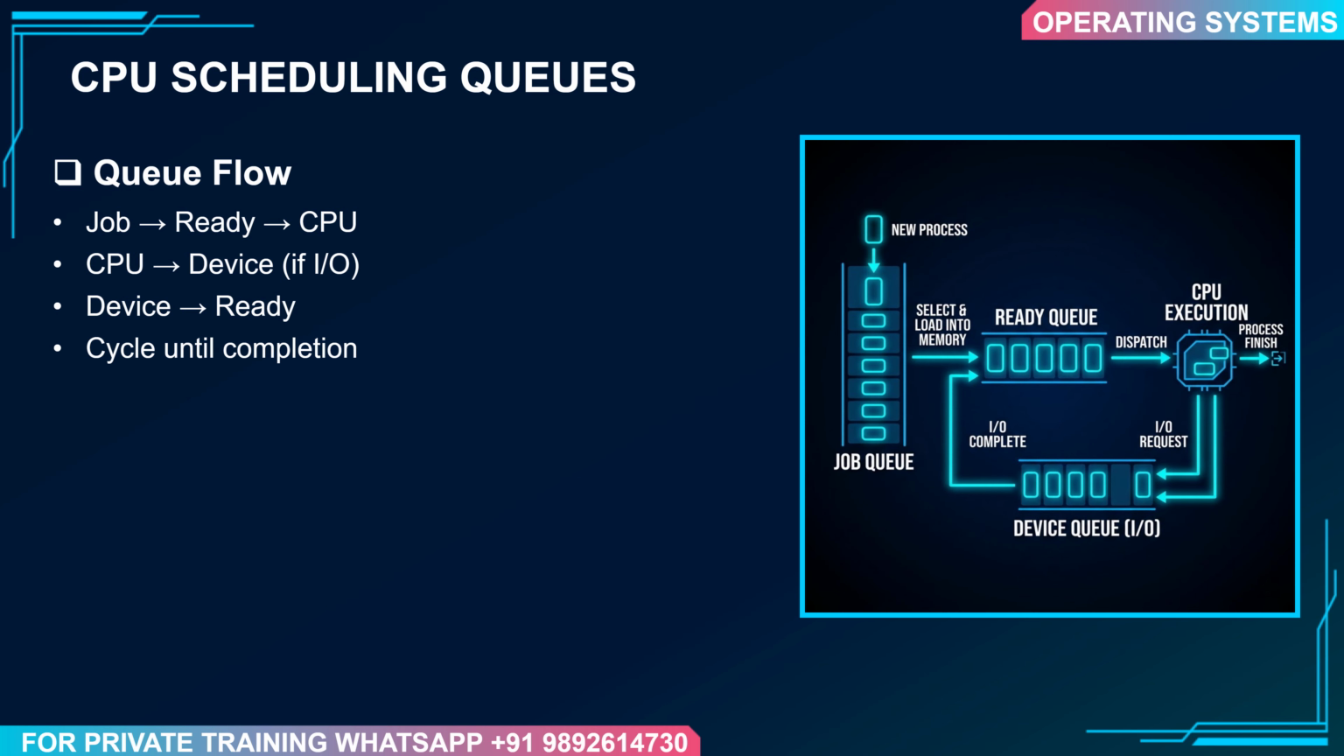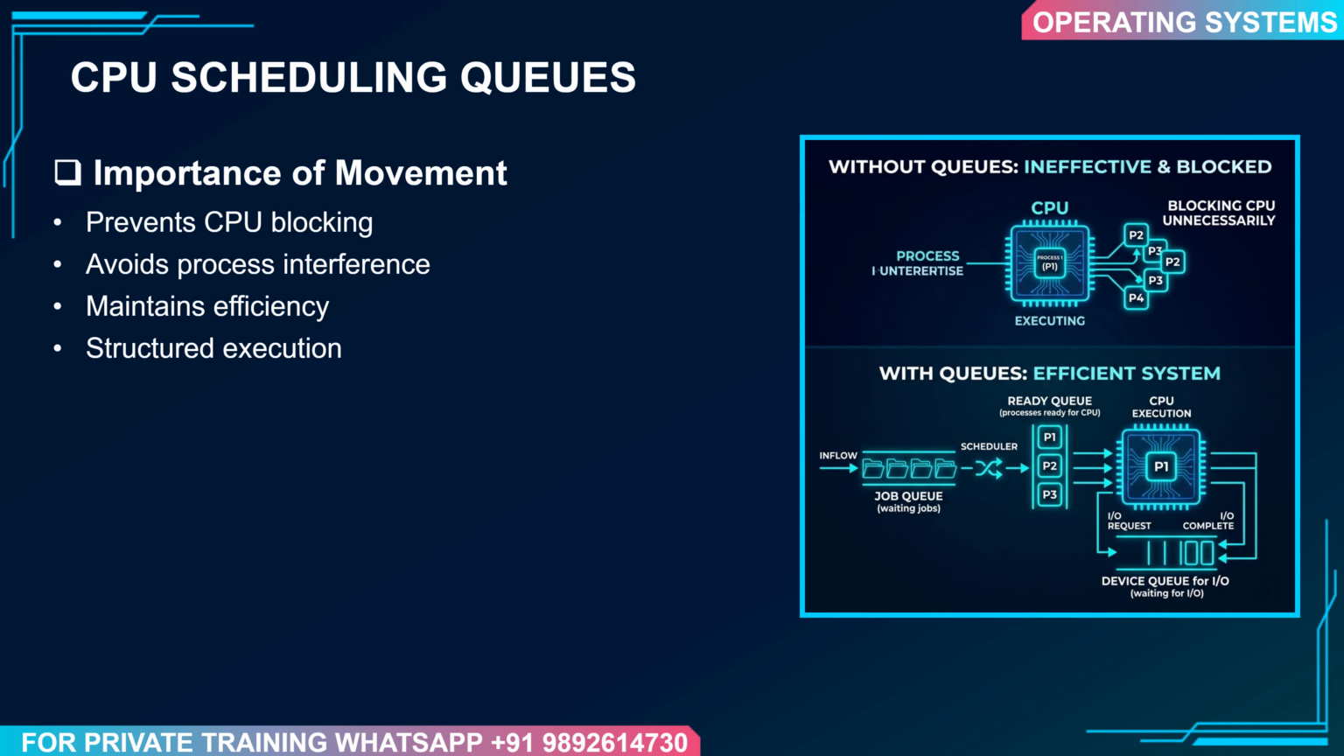Now, if we connect all three queues together, you'll see a flow. A process starts in the job queue. If selected and loaded into memory, it moves to the ready queue. From there, it gets CPU time and starts executing. If it needs I/O, it moves to a device queue. After the I/O is done, it comes back to the ready queue. This cycle continues until the process finishes execution. This movement between queues is what keeps the system efficient. Without these queues, processes would either block the CPU unnecessarily or interfere with each other.